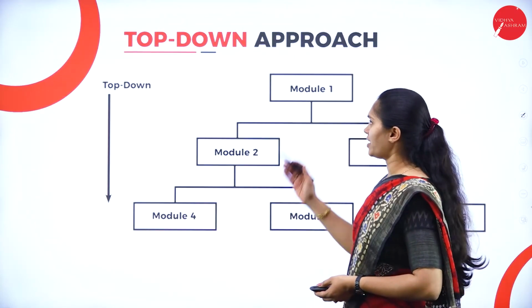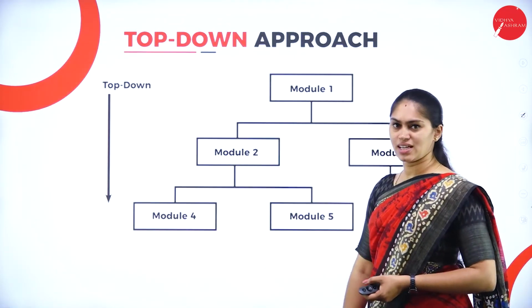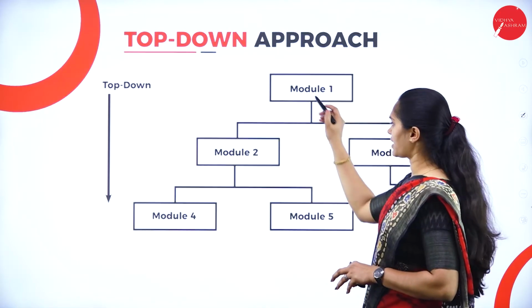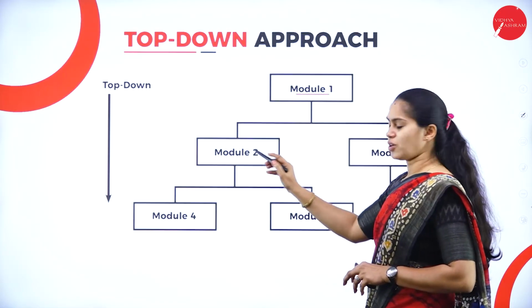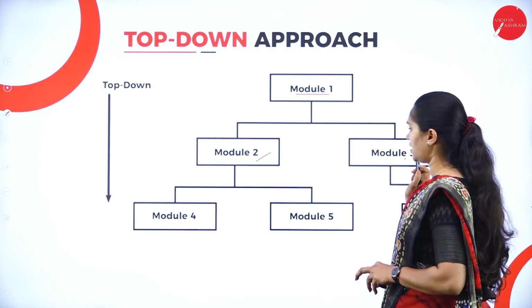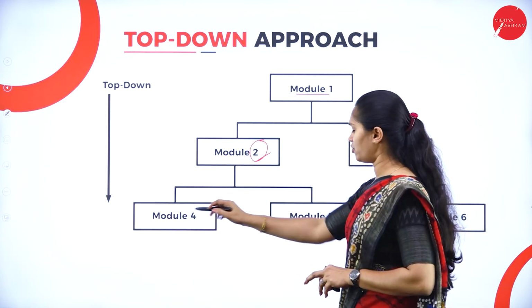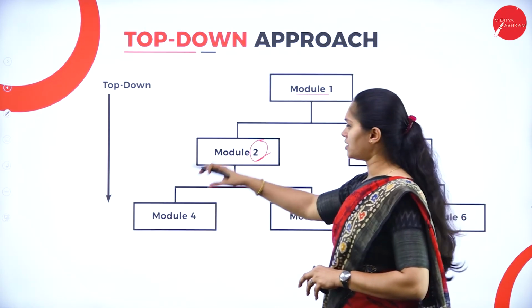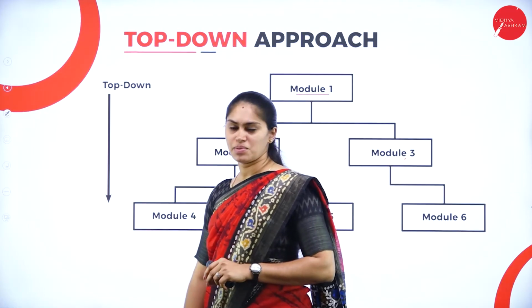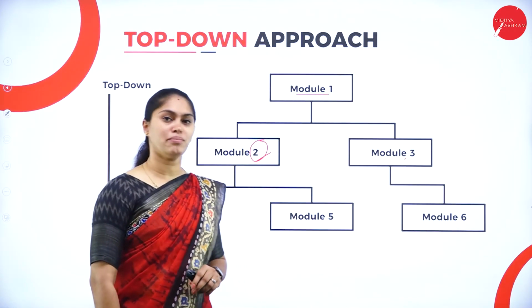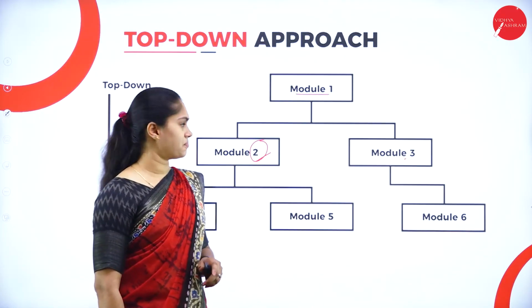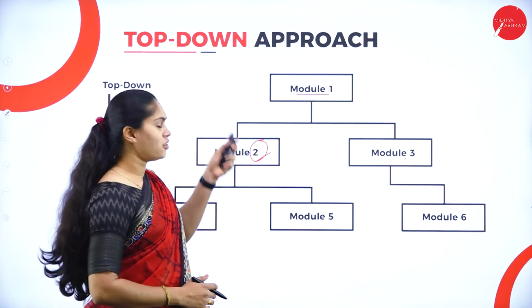Here you can see how the top down approach is represented in a hierarchy. We have module 1, which is divided into modules 2 and 3. Again, module 2 is divided into 4 and 5. This is how further division of modules or subsystems takes place, mainly to minimize the complexity. So that is the top down approach.